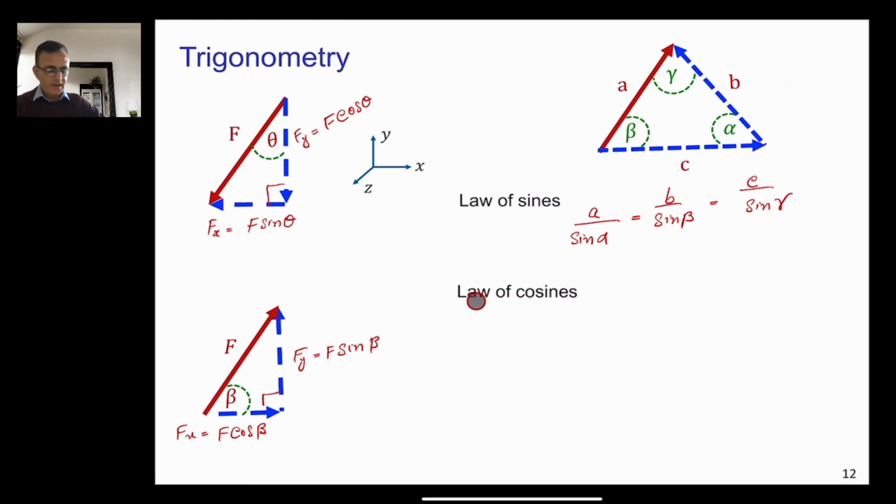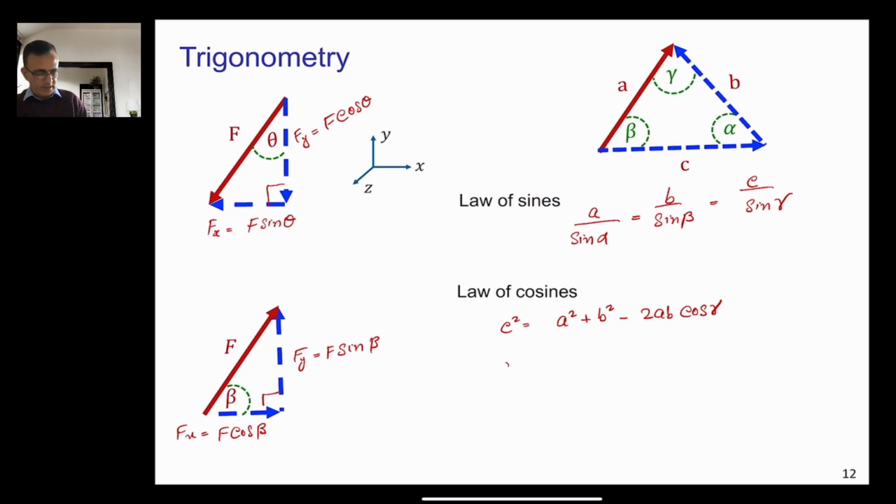Okay, and now we can also use the law of cosines here. For example, if you know a, b, and the angle between a and b, then you can calculate c. In this case, c square will become a square plus b square minus 2ab cos of gamma here. So gamma is the angle between a and b. If we know a and b and the angle between them, which is gamma here, then we can calculate c.